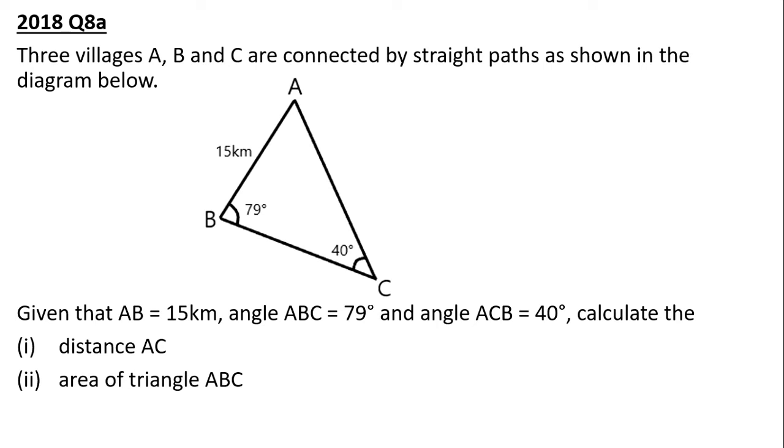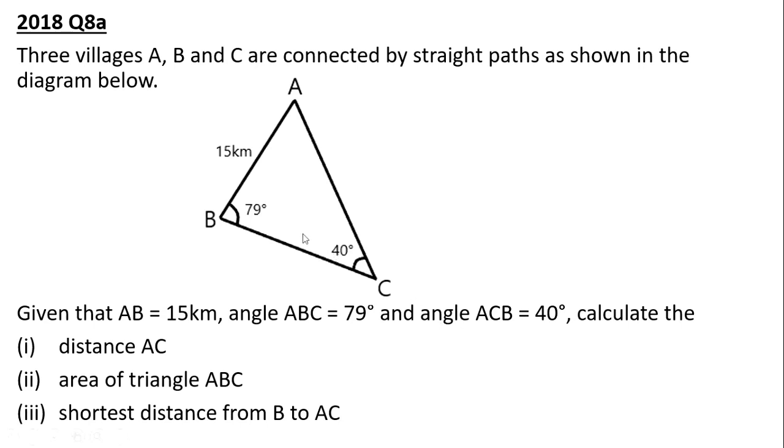2018. Three villages A, B, and C are connected by straight paths as shown in the diagram below. Given that AB equal to 15 kilometers, angle ABC equal to 79 degrees, and angle ACB equal to 40 degrees, calculate the distance AC, calculate the area of triangle ABC, calculate the shortest distance from B to AC.